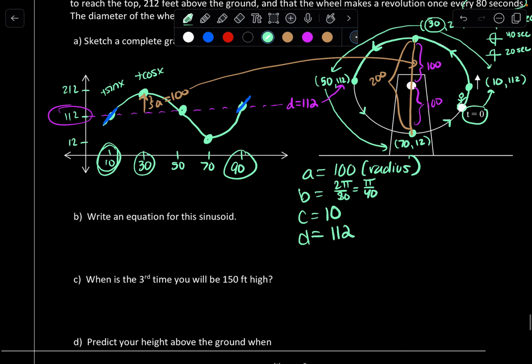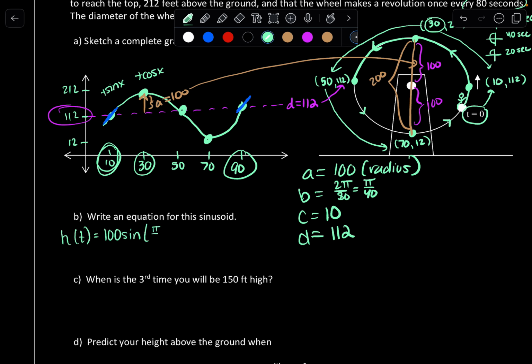So this is a function of height and how it relates to time, so I'm going to do h of t. Our a value is 100. I chose to use sine. And then our b value is pi over 40. Phase shift is positive 10, so we'll have x minus 10 plus 112.